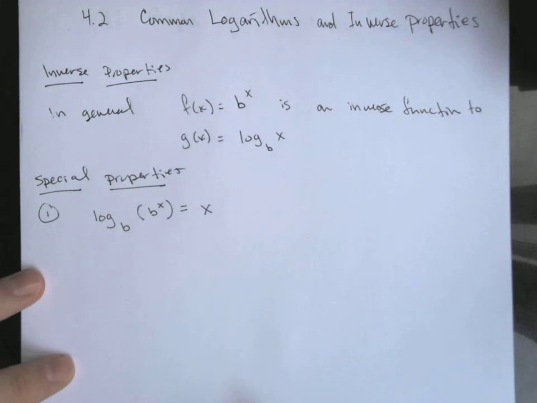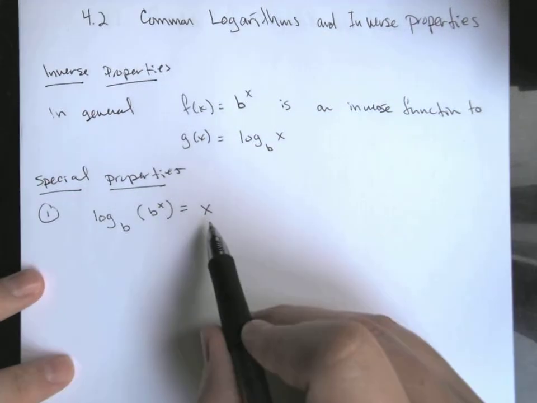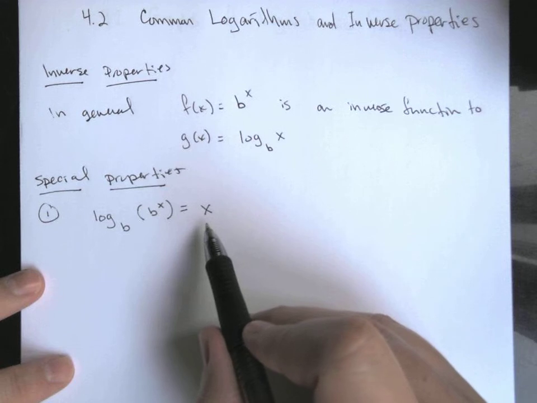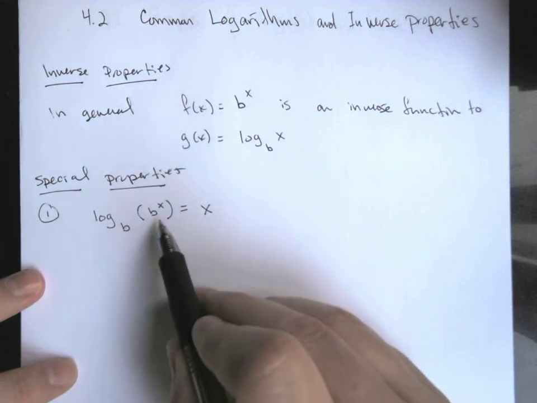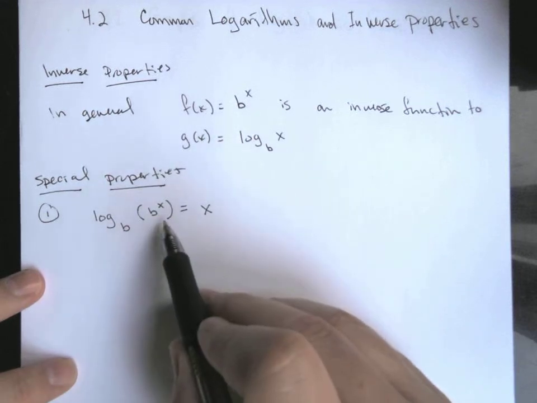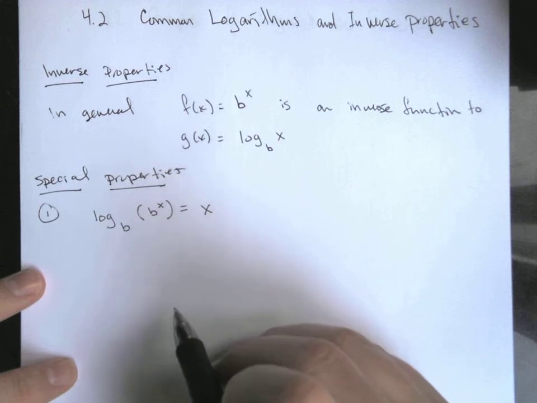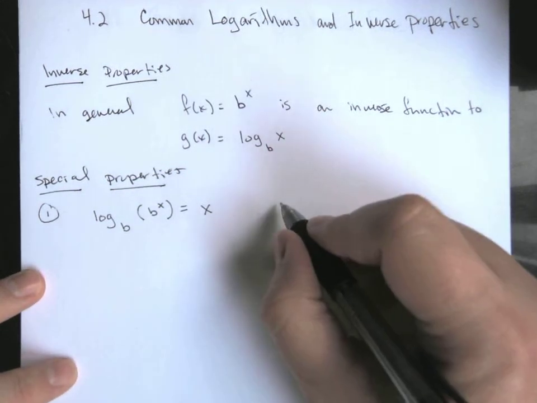So how do I get from b to b to the x? Well, the power has to be x. It's the only thing that makes sense. So in this way, the logarithm and the exponential setup in some sense cancel each other out, and we're just left with the power where the variable is.